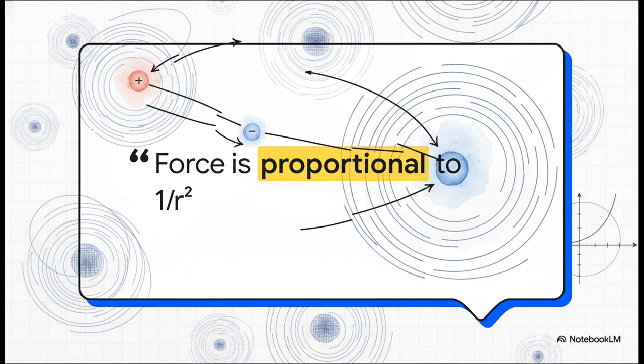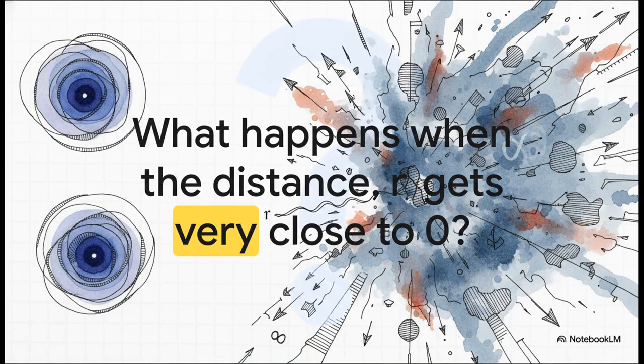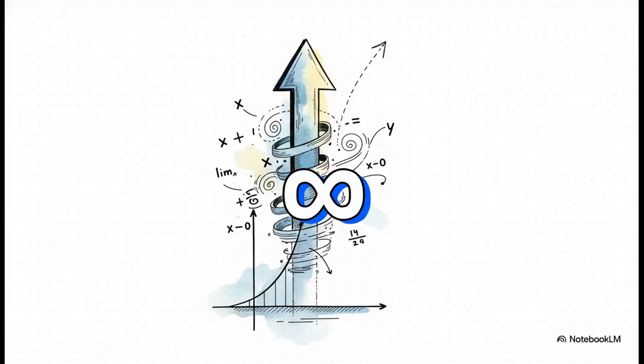See that r in the denominator? That should look very familiar. So let's ask the exact same question we've been asking all along. What happens to that force if the distance, r, between those two electrons gets smaller and smaller and closer to 0? Just like in our homework problems, as that denominator gets tiny, the whole thing just explodes. The force between them becomes infinite.